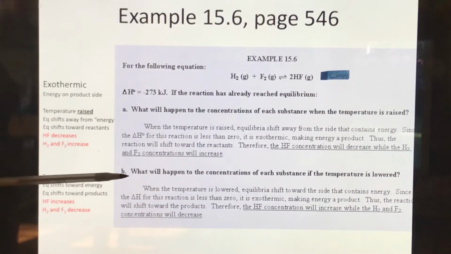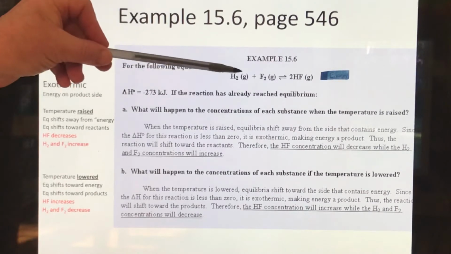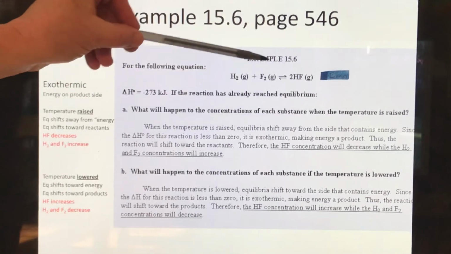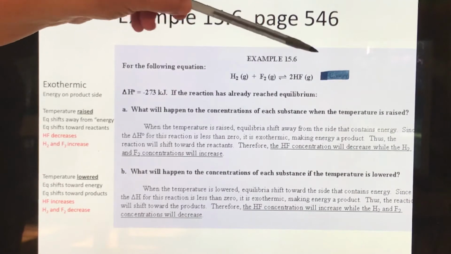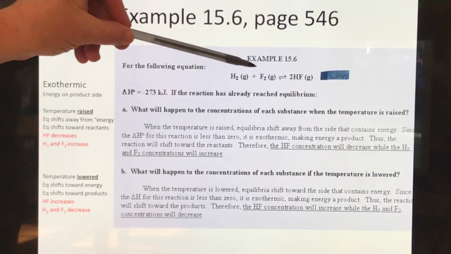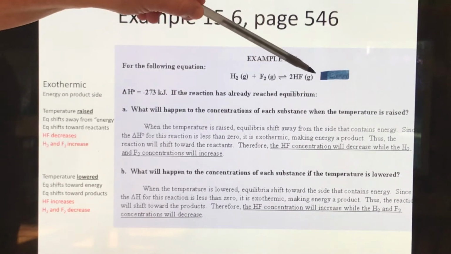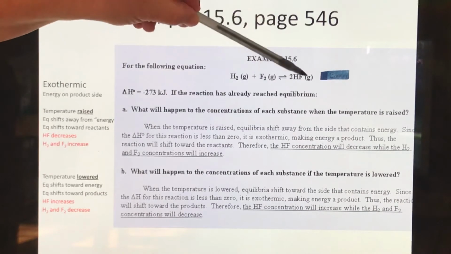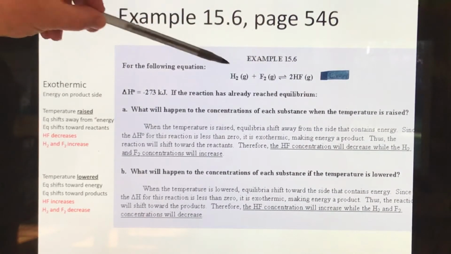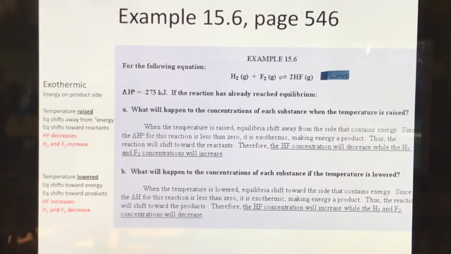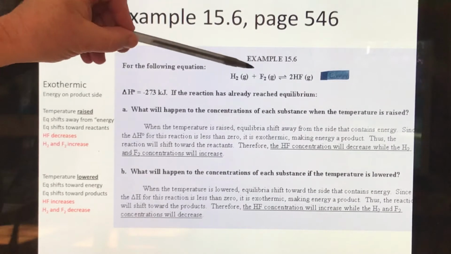Now, in B, it says what will happen to the concentration of each substance if the temperature is lowered. When the temperature is lowered, the equilibrium shifts toward the side with the energy, and in this case, it would shift toward the side with the products. The hydrogen fluoride would increase, and these two gases, the hydrogen and fluorine, would decrease.